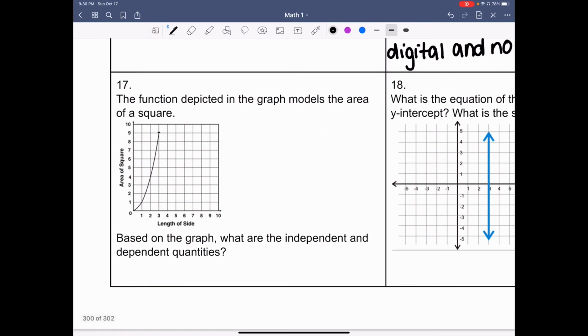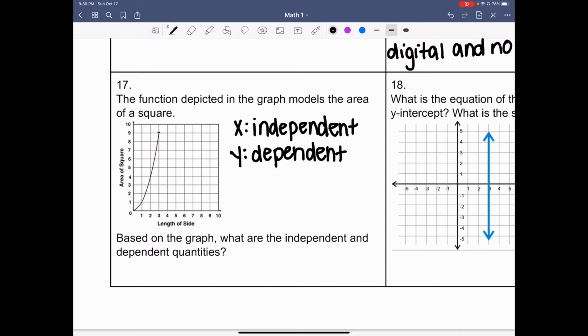All right, so for the next one, it says the function depicted in the graph models the area of a square. Based on the graph, what are the independent and dependent quantities? So remember, X is your independent, that's your input value. So independent, input, that's X. Y is your dependent, that's your output. And remember, I gave you that phrase that y depends on x. So if you remember, y depends on x, dependent, depends, that kind of situation.